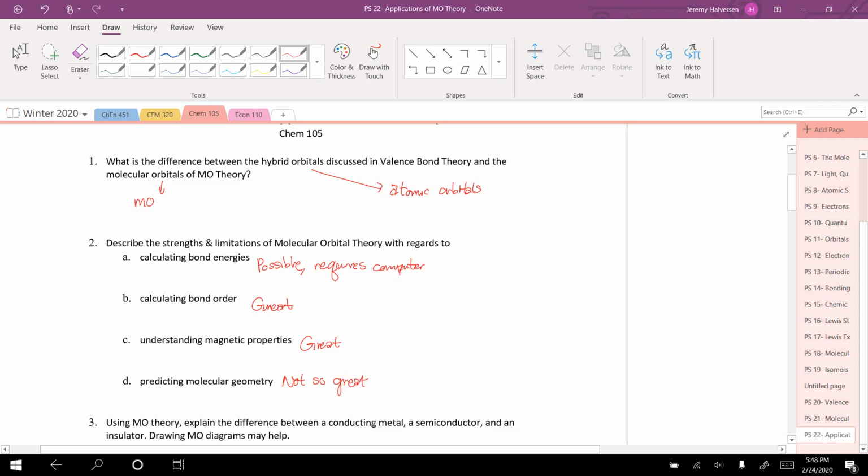If you were to use a computer to solve the Schrodinger equation based on molecular orbitals, you could figure out the geometries, but it's not nearly as easy as drawing out the Lewis structure and using valence bond theory and VSEPR to figure out the geometries. Now, if you're confused about how to calculate bond order or how to calculate magnetic properties, I would direct you to my video on problem set 21, where we do a lot of that.